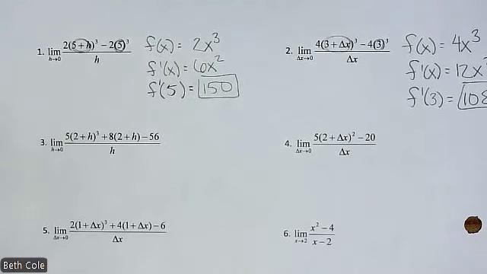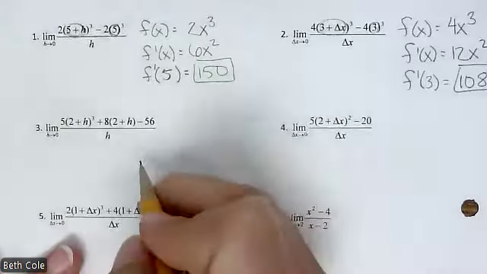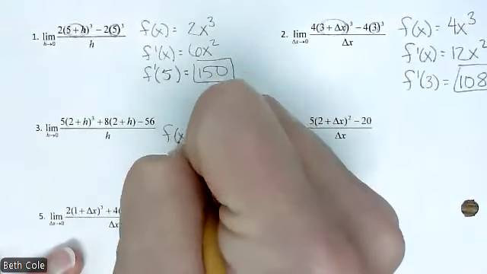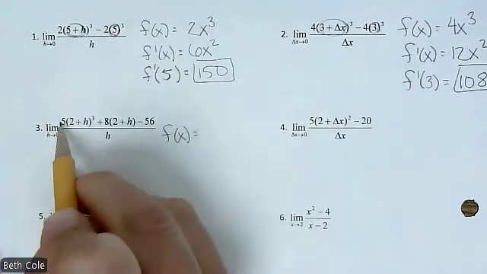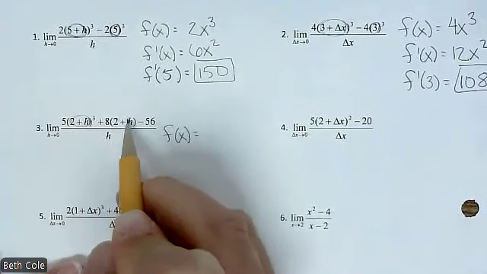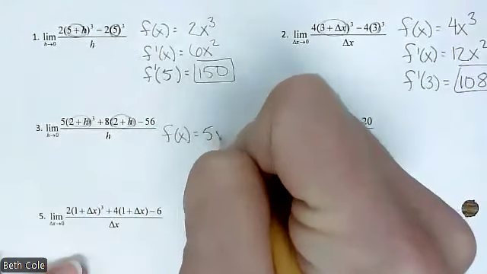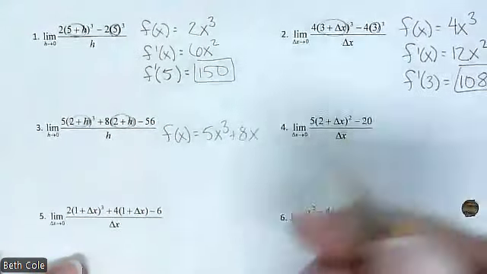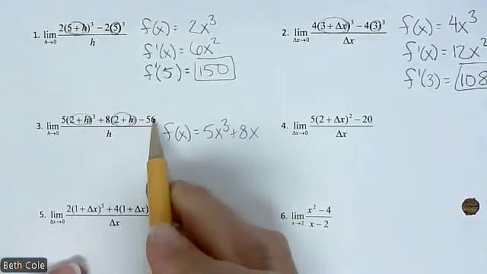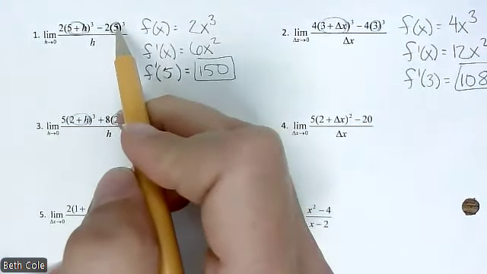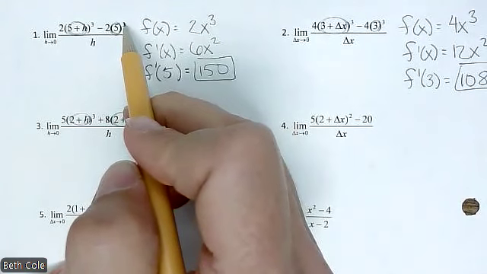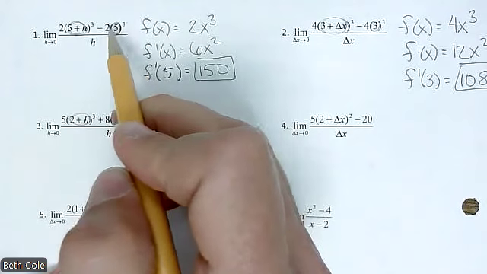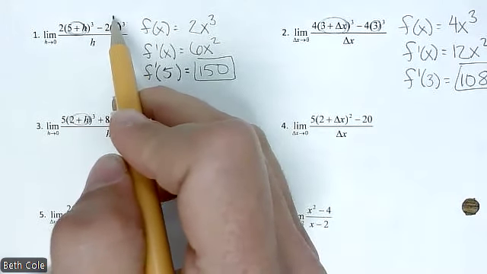All right, I might not do every single one on here because after you do a bunch of them, it kind of just gets really redundant. So this one, the function is going to be 5x cubed plus 8x. What they did for this one, see how it's just minus 56? For this one, if they had done 5 cubed and then times 2, 5 cubed is 125, double that is 250. They could have just written minus 250.